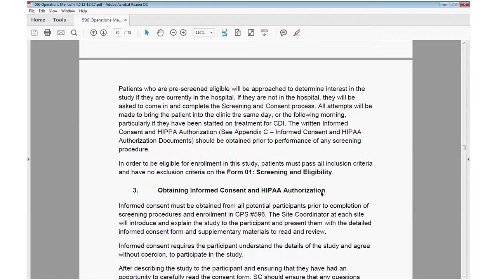The written informed consent and HIPAA authorization should be obtained prior to performance of any screening procedure. In order to be eligible for enrollment in the study, patients must pass all inclusion criteria and have no exclusion criteria, as shown on Form 1, screening eligibility.